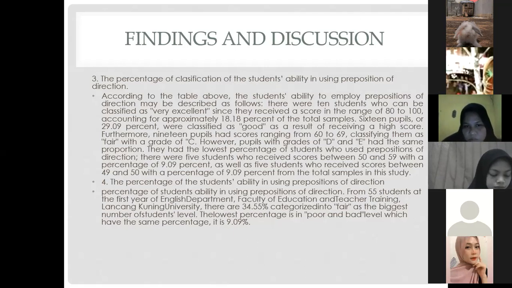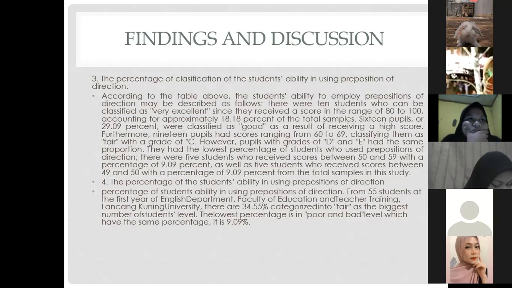16 students or 29.9% were classified as good as a result of receiving a high score. Furthermore, 19 students had scores ranging from 60 to 69, classifying them as fair with a grade of C. However, students with grades of D and E had the same proportion. They had the lowest percentage of students who use prepositions of direction.